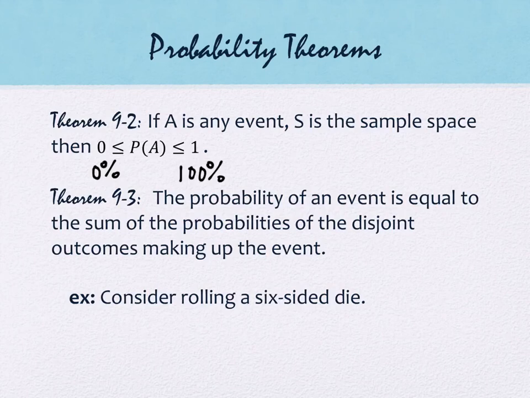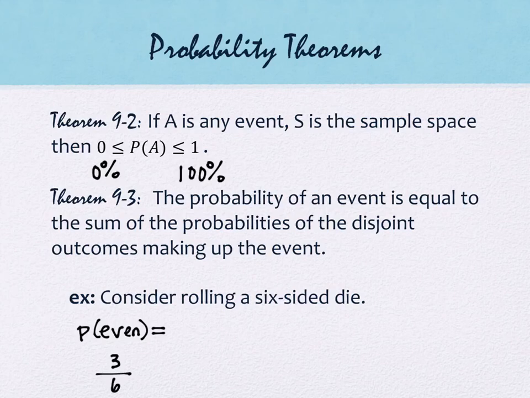The probability of an event is equal to the sum of the probabilities of the disjoint outcomes that make up the event. So let me show you what that means. My example says to consider rolling a 6-sided die. If I want the probability of rolling an even, which we did something similar to before, that's 3 evens out of 6 total, right? That's the probability of rolling an even.